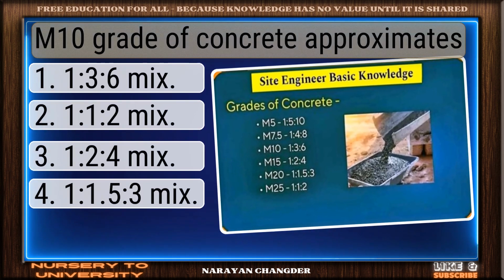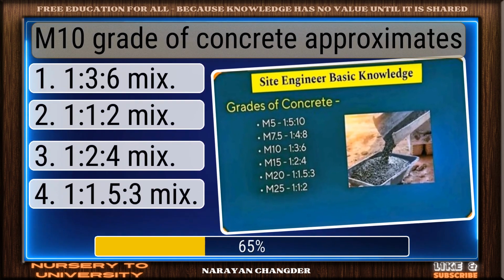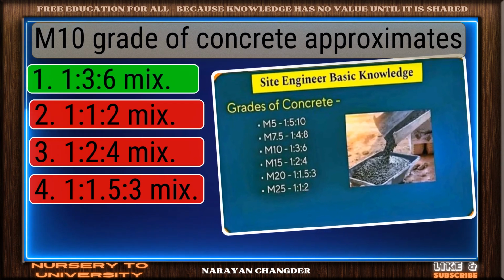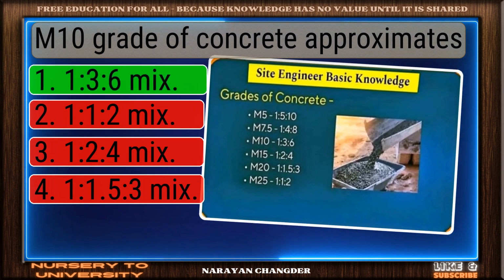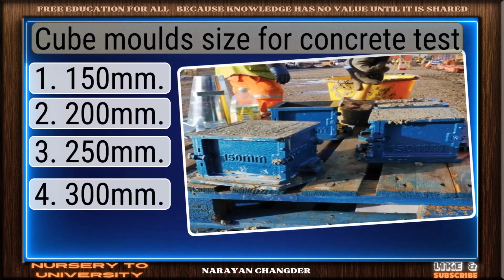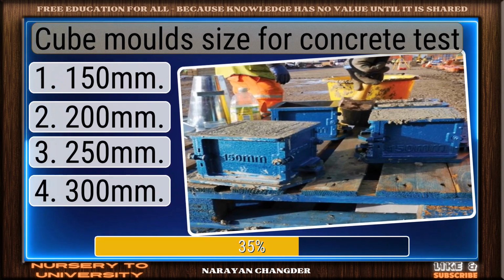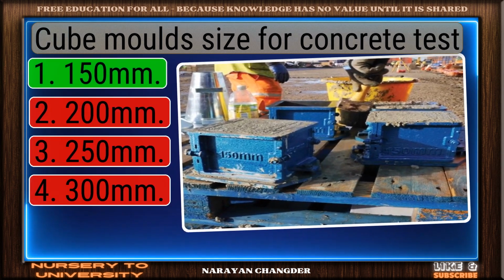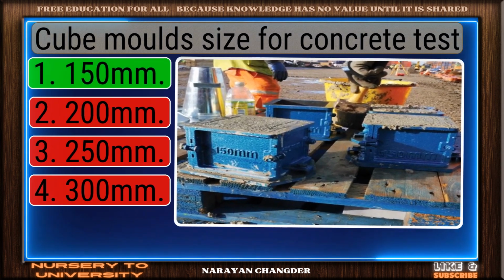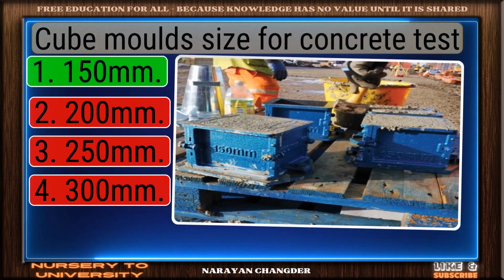M10 grade of concrete approximates. Perfect. 1:3:6 mix is the correct choice. Cube mold size for concrete test. Nice selection. 150 mm is the correct and valid answer.